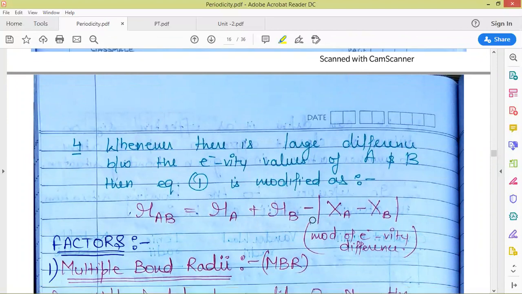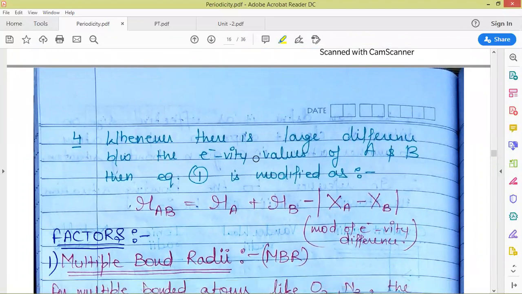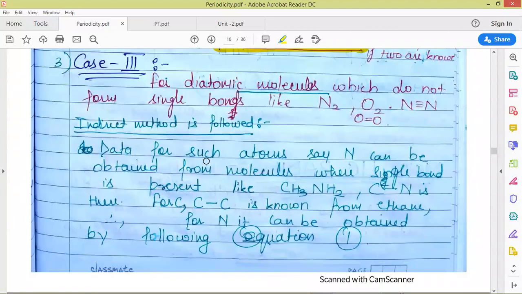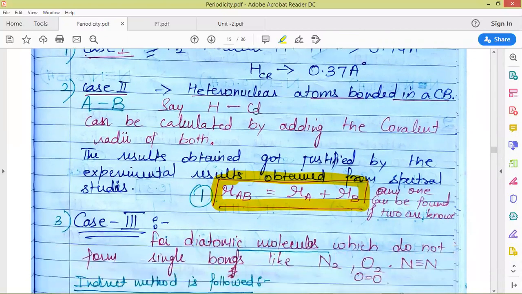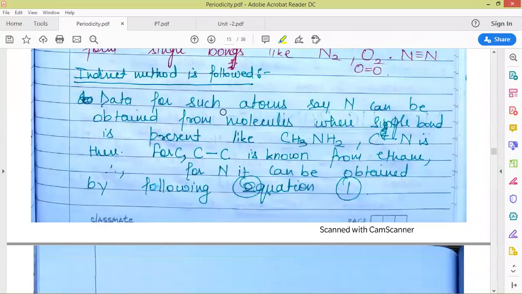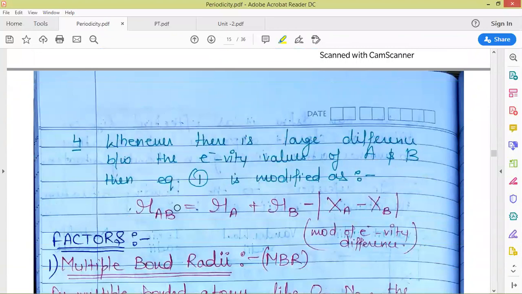So the fourth case is whenever there is a large difference between the electronegativity values of A and B, then what should be the case? Electronegativity, as we all know, is the tendency of a bonded atom to attract the shared pair of electrons towards itself. If the two bonded atoms are homonuclear, there is no electronegativity difference. But if the two bonded atoms are heteronuclear, then there must be some electronegativity difference, and if this difference is large, then the formula is modified as follows.